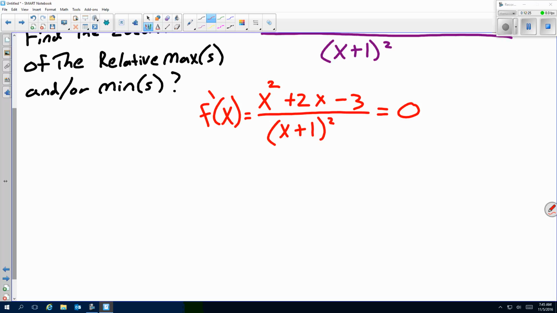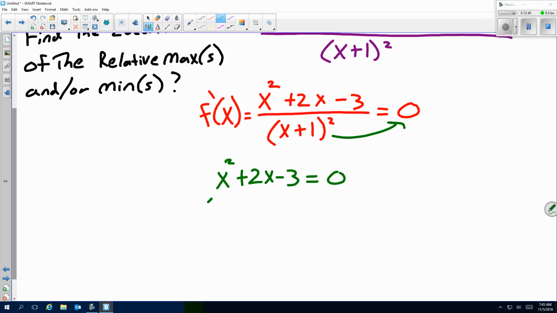Now, when we take a rational function like this and we set it equal to 0, the first thing you can do is you can multiply your entire denominator up. But multiplying by 0 lands you just with 0, don't we? So you should have got x squared plus 2x minus 3 equals 0.